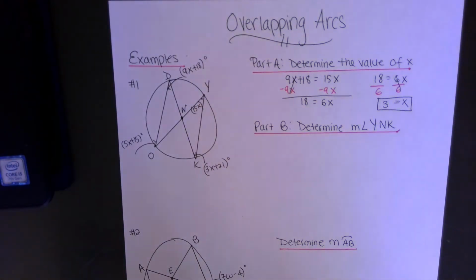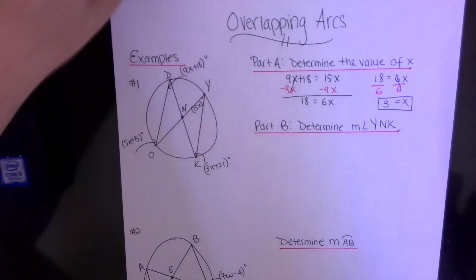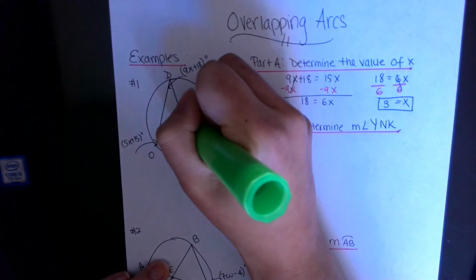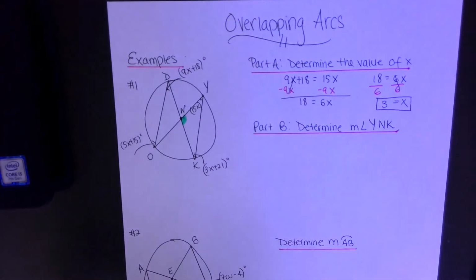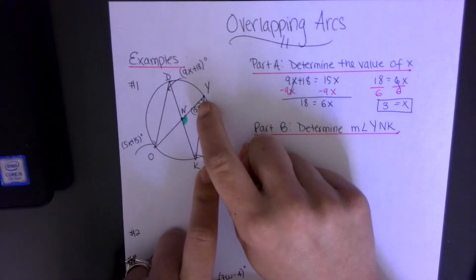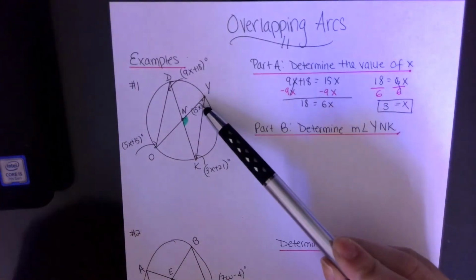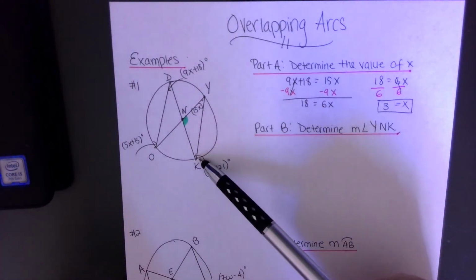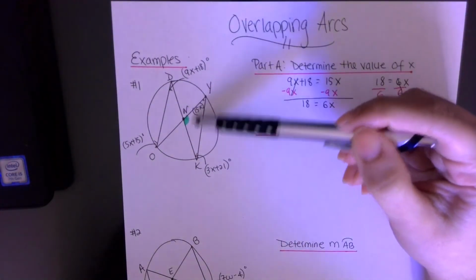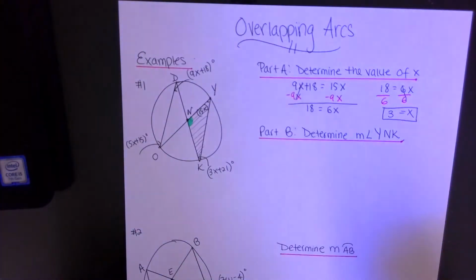Now it says determine the measure of angle YNK. So it's this one. We want to know what this angle is equal to. Now, we have these two angles, right? But there's an x in there. Now that we discovered what x is equal to, we can find out the value of angle Y and angle K. Now, look at this right here. This is a triangle. There are two triangles right here.